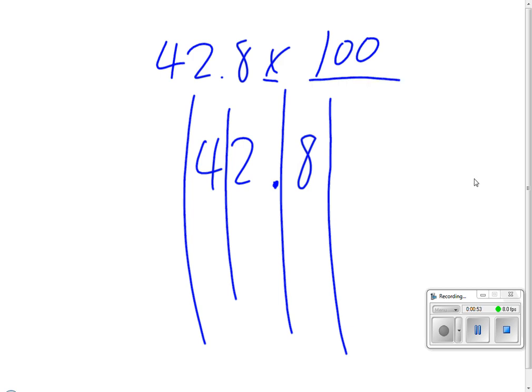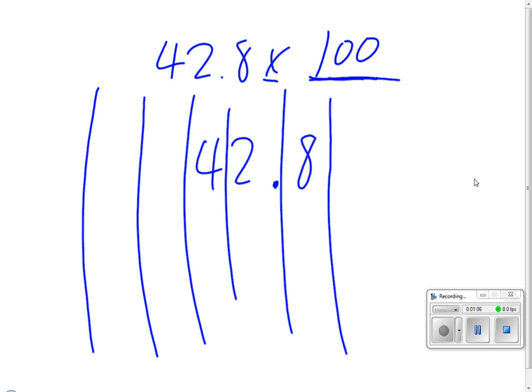Multiplying by a whole number means that it's going to be getting bigger, which means all the digits will move to the left. And since it's 100, that tells us it's going to move 2 places to the left, because 10 times bigger is 1 place, 100 times bigger is 2 places. So I need 2 more places on my place value chart. And everything is just going to move over 2 to the left.